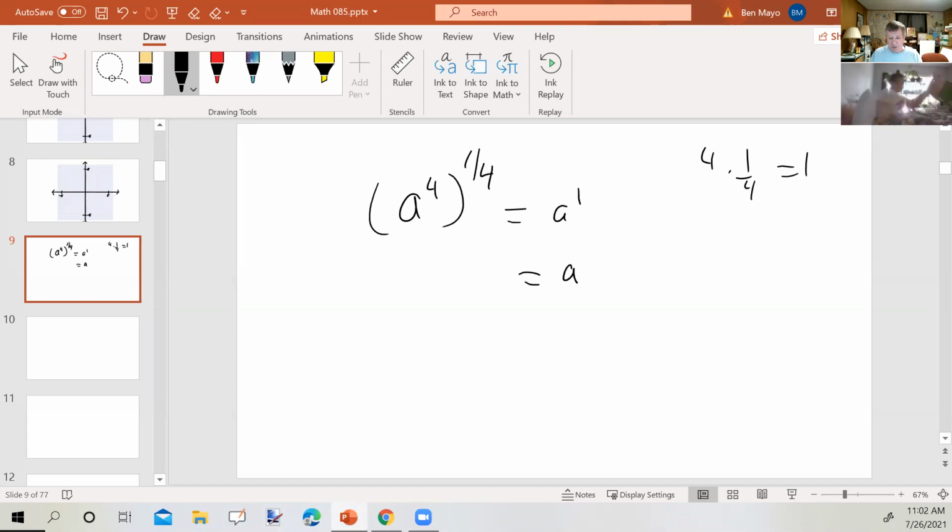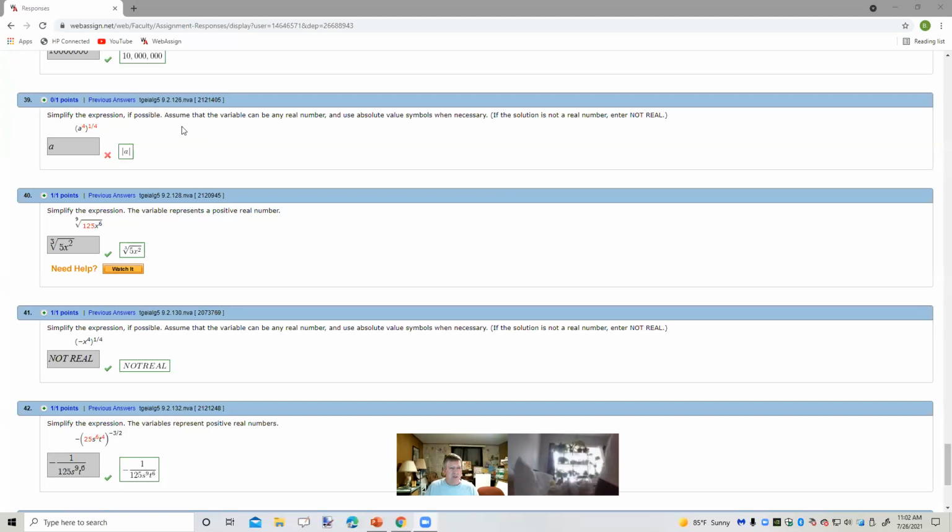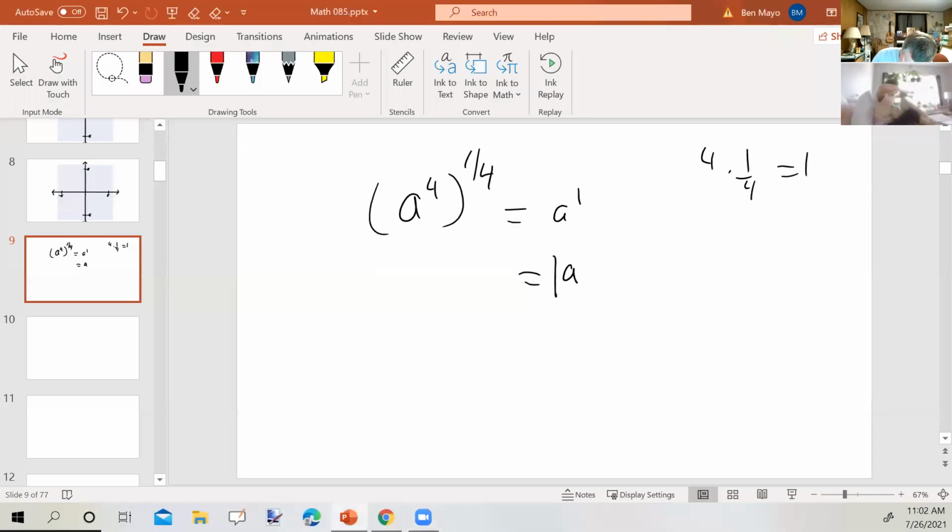However, there's more to it than that. Recall it says, assume that the variable can be any real number. So a could be positive or negative. But notice it's raised to the 1/4 power. That's like taking the 4th root. So we're taking an even root of a number. When we get the answer of taking an even root, it can't be negative. So the missing piece that we need is absolute value bars. So it needs to be the absolute value of a. And there you have it.